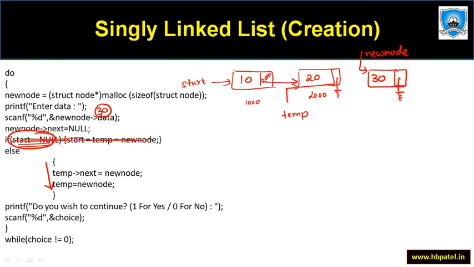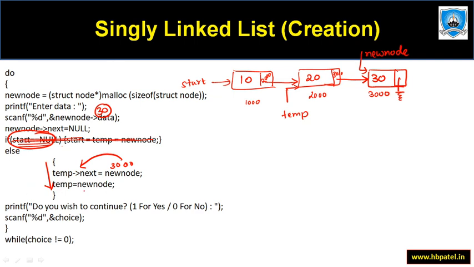So temp arrow next equal to new node. Suppose the address of this node is 3000. So new node equal to 3000, and I am going to put it in temp arrow next. Temp is over here, whose next is null. So now it will not be null anymore. Now it will be 3000. That means now this is pointing to this.